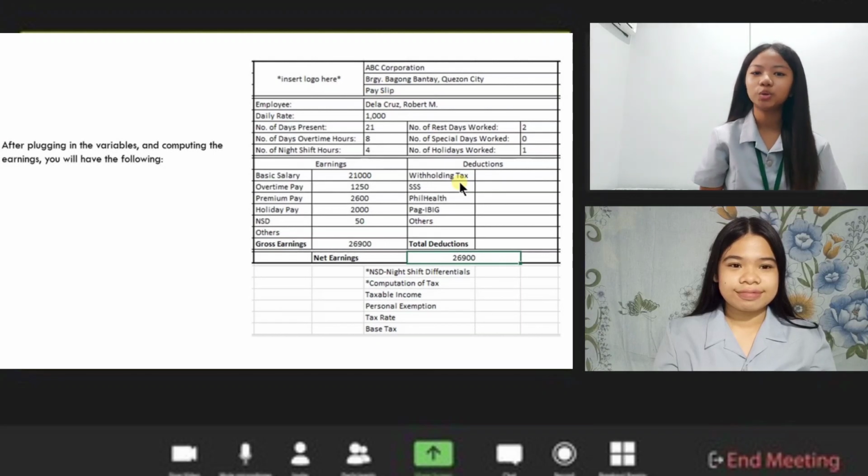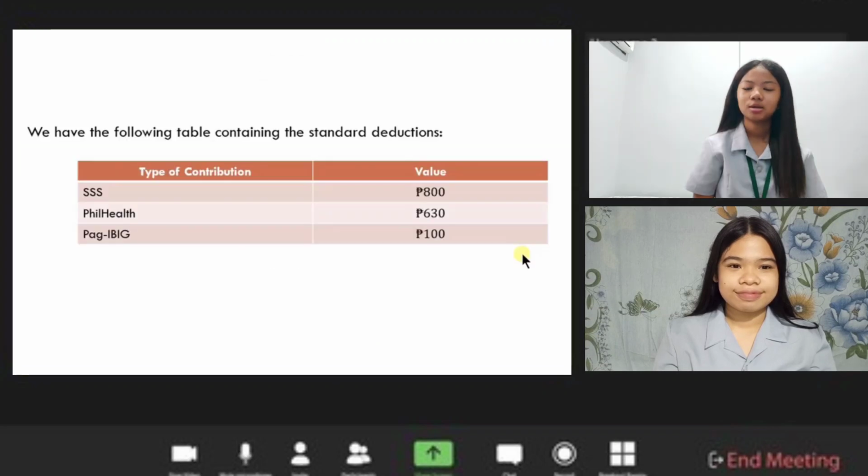So, it should lead you to a basic salary of 21,000 pesos, overtime pay which is 1,250 pesos, premium pay 2,600 pesos, holiday pay 2,000 pesos. So next, we have the following table containing the standard deductions. If we can recall, his basic salary is 21,000 pesos, right?